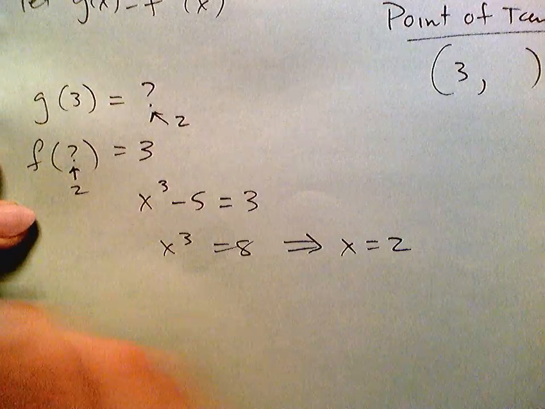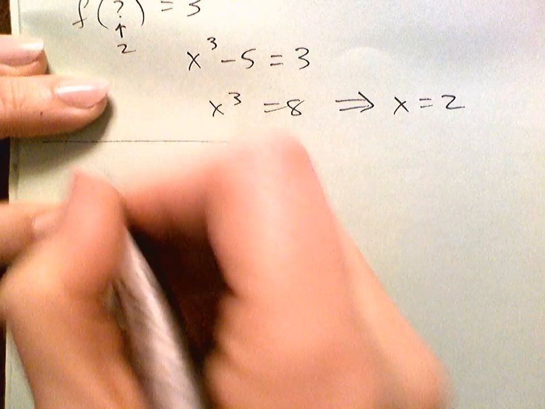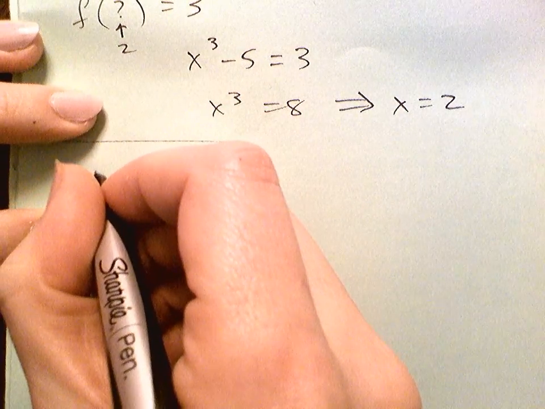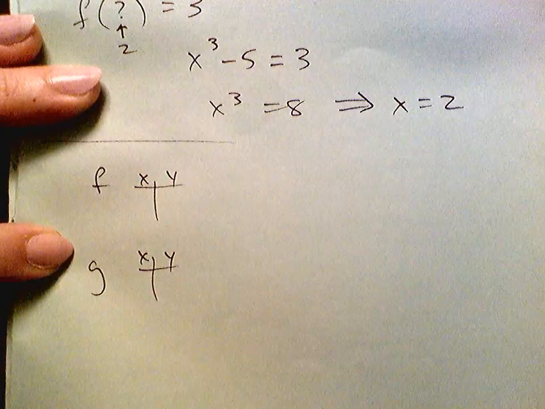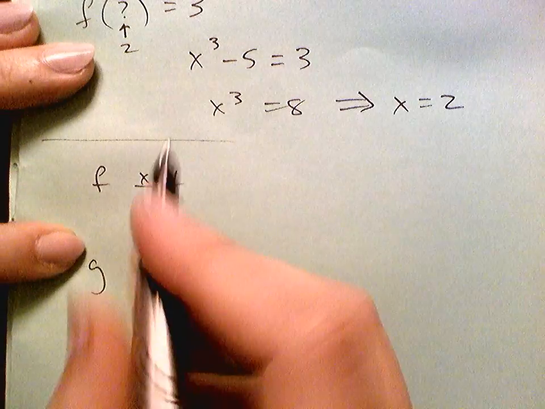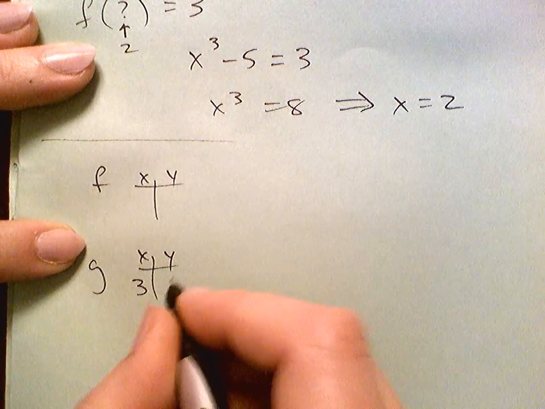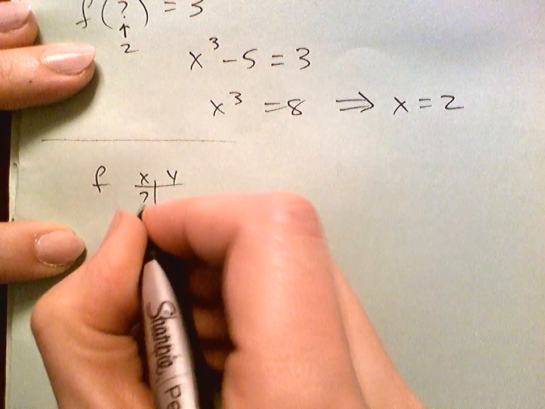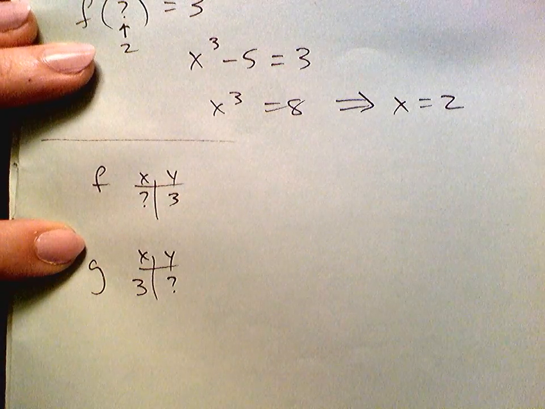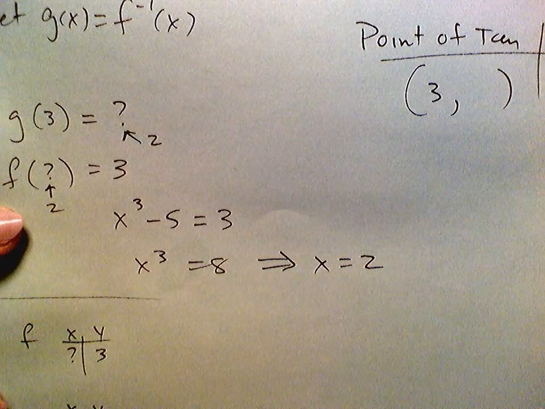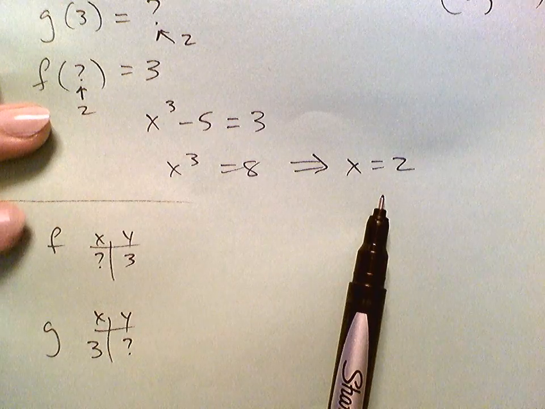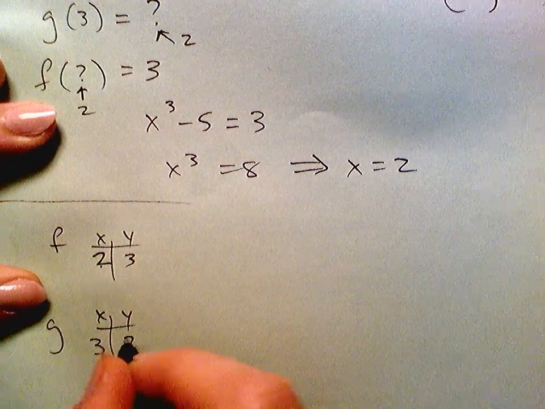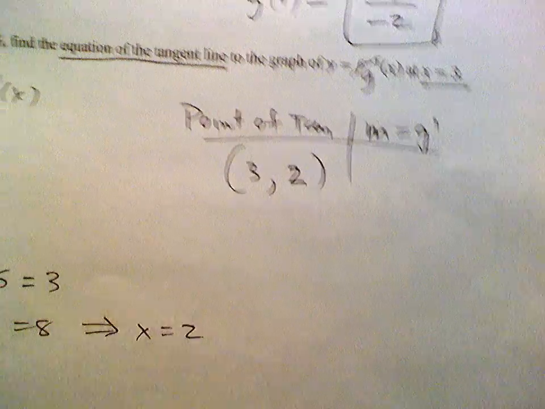But then if you want, here's the other option. This is how I used to figure it out with my previous students. We would do a table for f and a table for g, whatever works for you guys: x, y, x, y. So this is what we want. And then this information down here would allow us to set this up. And then we would just solve. Okay, so 2 and 2. Alrighty, so the point of tangency is (3, 2).